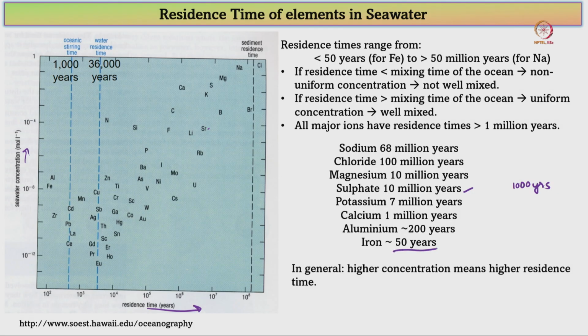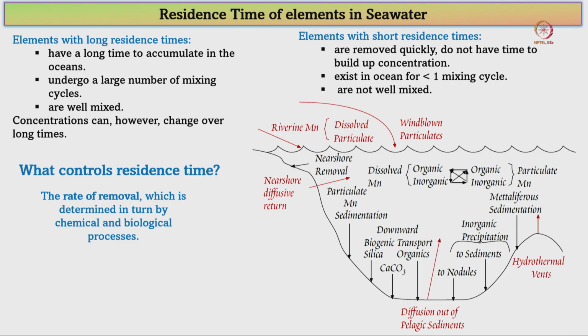So, this is much less than 1000 years of well mixing. In 50 years the iron is getting recycled, so it is not getting even one mixing cycle. Therefore, it is not getting enough time to get built up in the ocean.